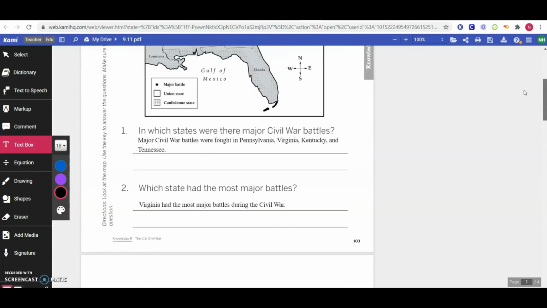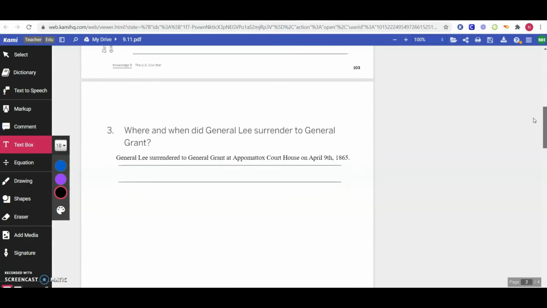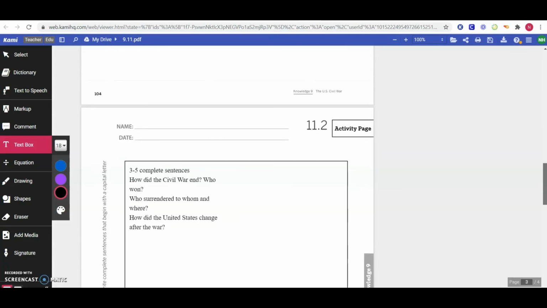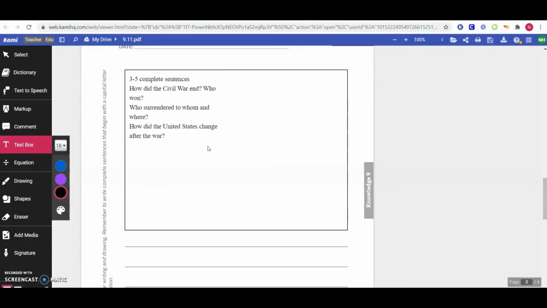I said Appomattox again, didn't I? I get those letters mixed up sometimes. Sorry, friends. At the Appomattox courthouse. You might want to draw that, General Grant and General Lee. You decide. When you are done, go ahead and turn this one in, and you are all finished with knowledge today.